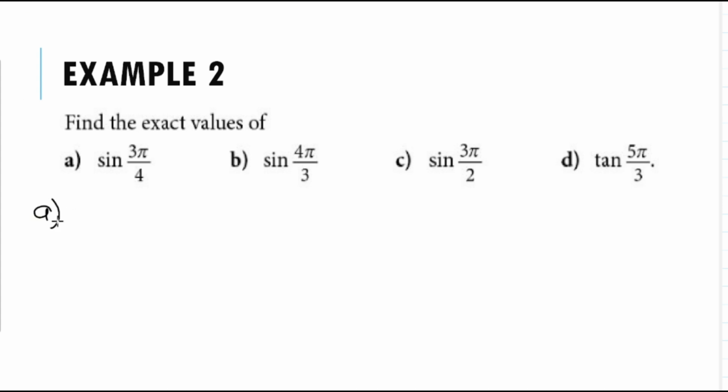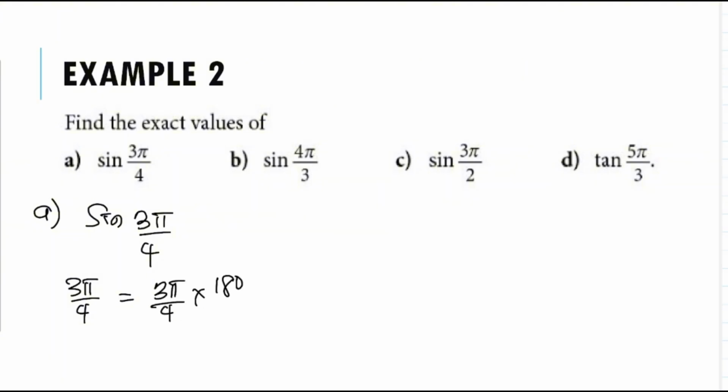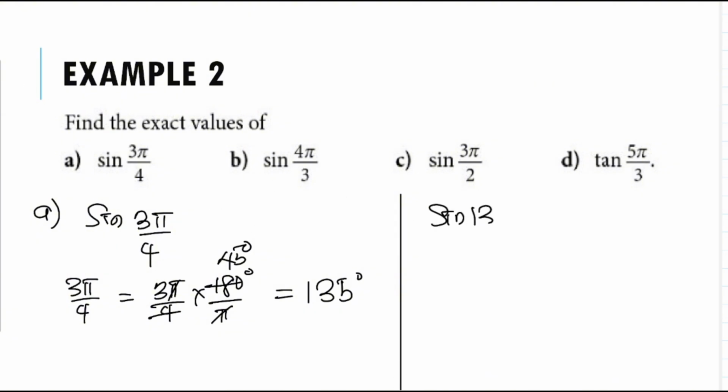Okay, so A, we have sine 3 pi over 4. So convert 3 pi over 4 to degree. That will be 3 pi over 4 multiplied by 180 over pi. Pi cancels pi. 4 here, 4 here, we have 45. 45 times 3, that would be 135 degree. So this value will become sine 135 degree.